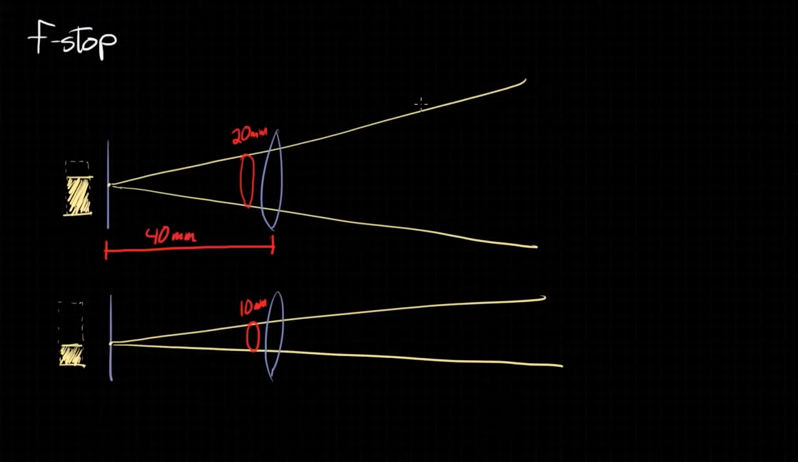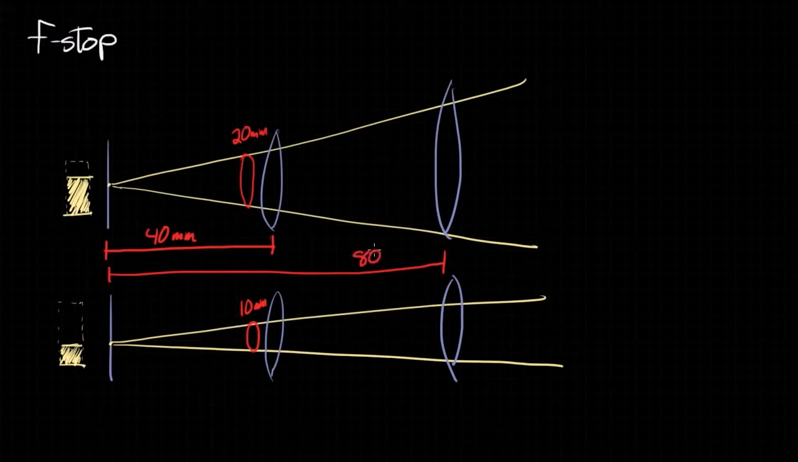Okay, that's fine, but what if we have a lens way out here, say at a focal length of 80 millimeters? Well, now, in the top example, we're going to need an aperture size of, say, 40 millimeters in order to let in this same amount of light. And in the bottom example, we're going to now need an aperture size of, say, 20 millimeters in order to let in this amount of light. Do you see the problem yet?